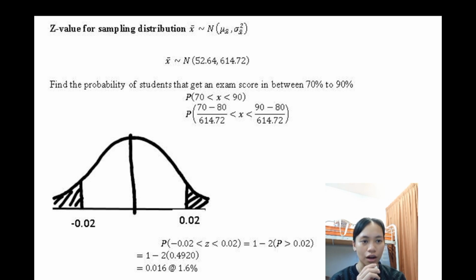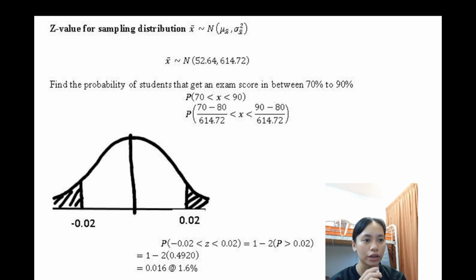So this is the graph that I sketched, and on the left side, the point that I get for the negative value is 0.02, and on the right side is 0.02, which means the data for this graph is equal. So we're going to use this formula, which is 1 minus 2, and the 2 will be multiplied by the value of the probability, which is 0.02.